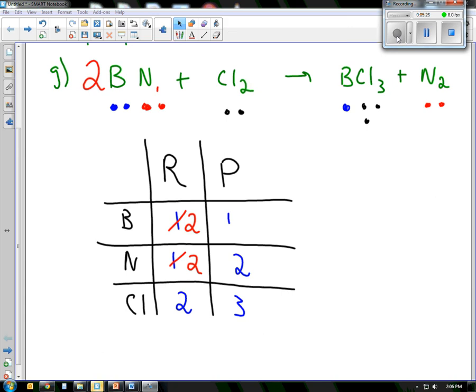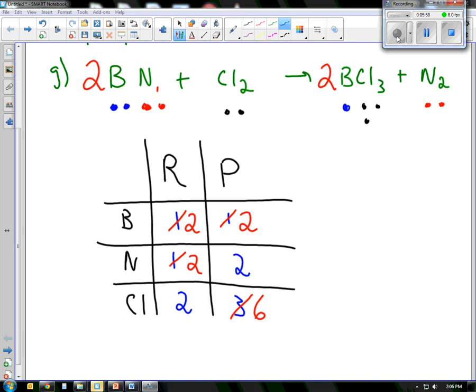Okay, now I'm going to go to my boron on my product side, and I'm going to say, okay, I need to get to 2 boron atoms on my product side. How do I do that? By putting a coefficient 2 in front, but then I have to look at what else that does. And what it does is it takes my 3 chlorine atoms and multiplies those by 2 as well. So all of a sudden I'm now sitting at 6 chlorine atoms on my product side. So I can put those in.